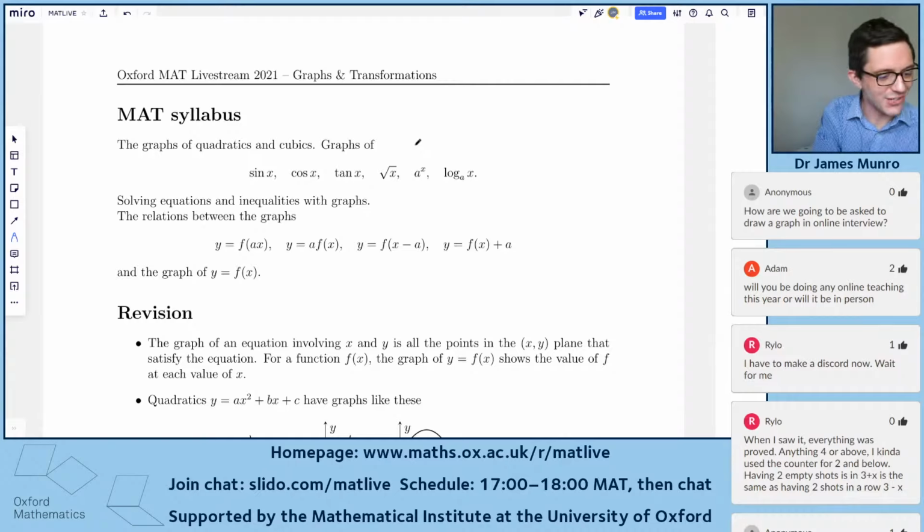How are we going to be asked to draw a graph in an online interview? We've been using a kind of online whiteboard. We used this one that I'm in now called Miro. We used this one last year. Haven't confirmed yet whether we're using this one again this year. It's not tricky. You don't need to learn to use the whiteboard in advance or something. If you can access the whiteboard, then we can write on something like this together.